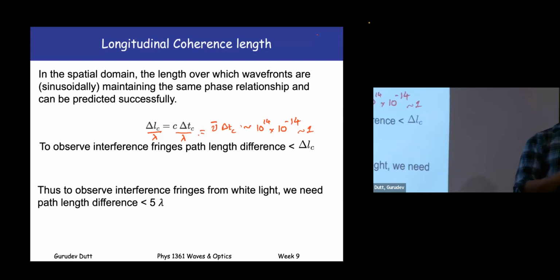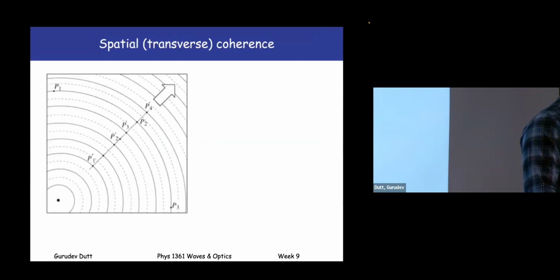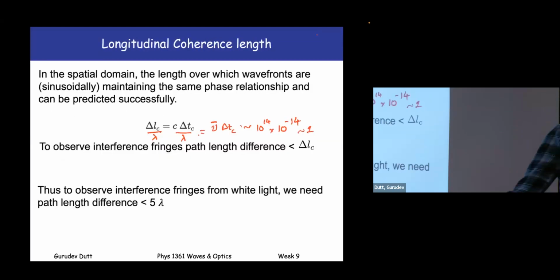Now, if you use a discharge source, it's not just a couple microns, it can be maybe 100 microns. A laser obviously can make it much longer. And I'll show you some examples of all that a little bit later. So, any questions about longitudinal coherence or temporal coherence?